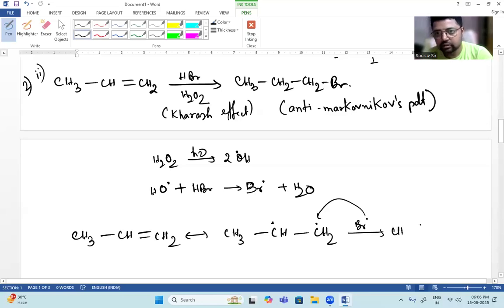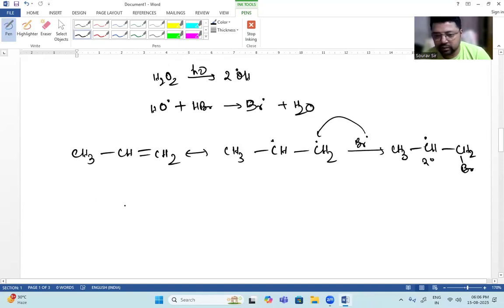Now you may ask me also why it is attacking this carbon, why not the middle? Because if it attacks the middle carbon, you will be left with a 1-degree radical. But as it attacks the terminal carbon, you are having a 2-degree radical, which is more stable.